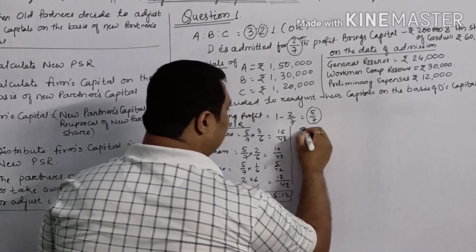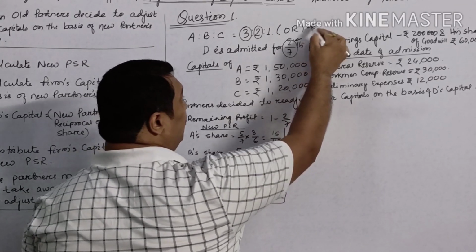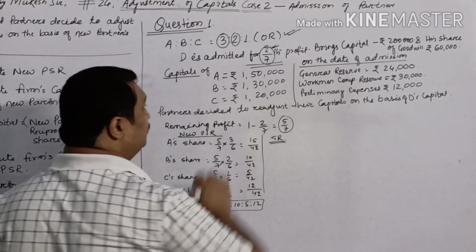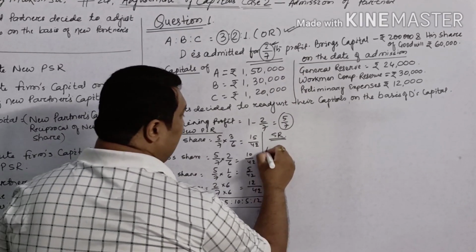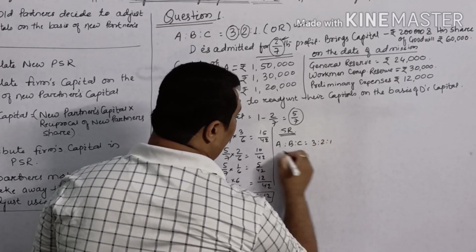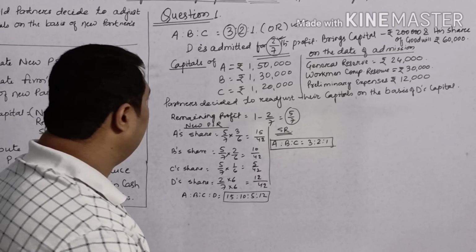We can calculate the sacrificing ratio. Children, as I have told you, in the case when you are given only the old ratio and the new partner's share, the old ratio itself is your sacrificing ratio. So this will remain as your sacrificing ratio.